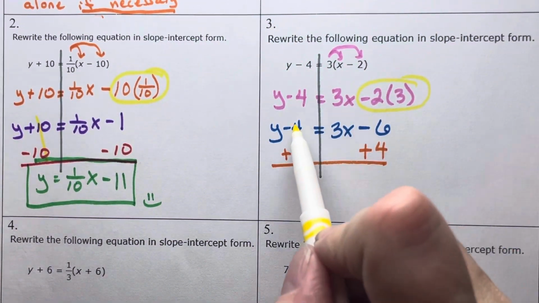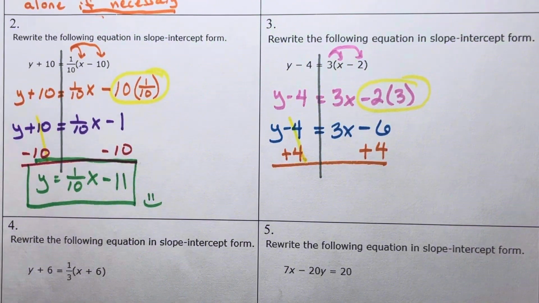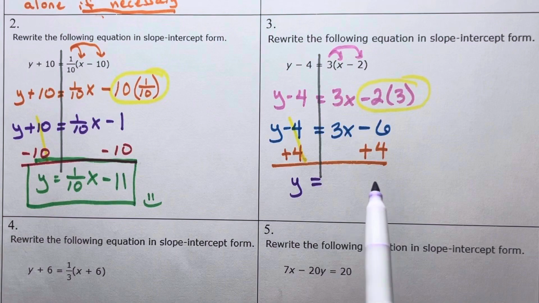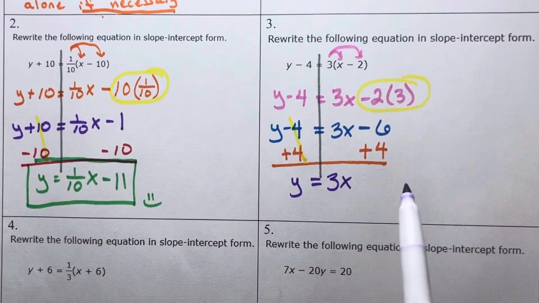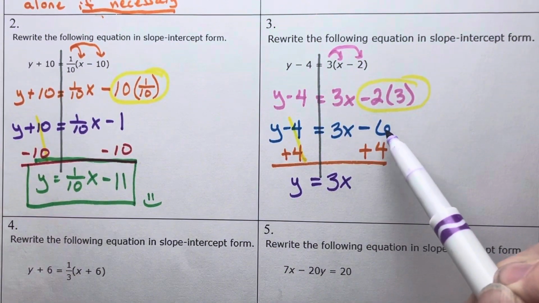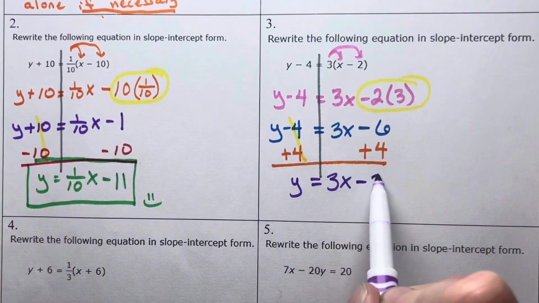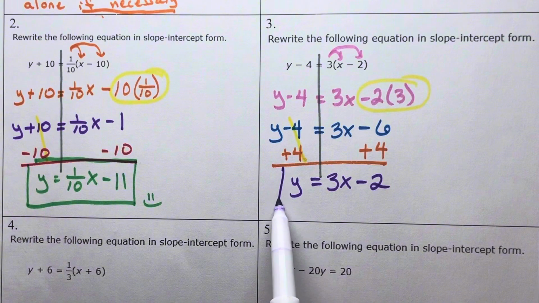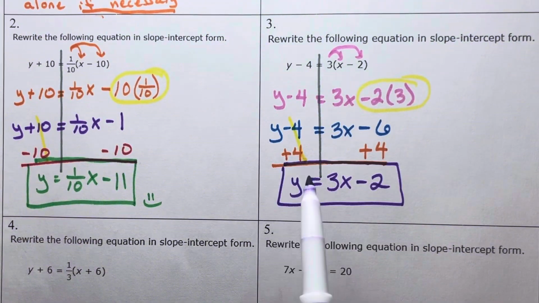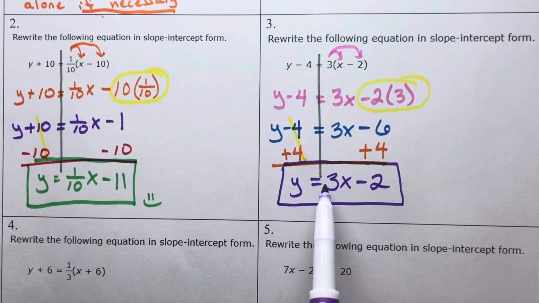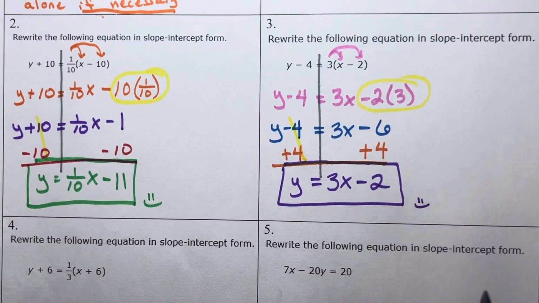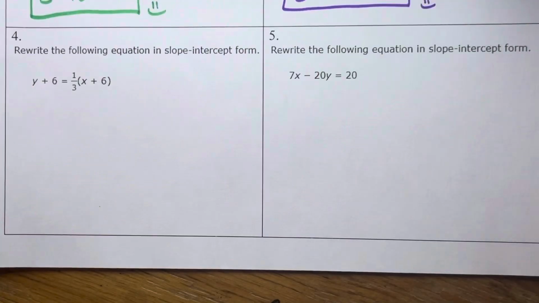We do this so that the 4s will cancel out, creating for us y equals 3x, but we have negative 6 plus 4. So negative 6 plus 4 is a negative 2. Thus, our final equation in slope-intercept form is y equals 3x minus 2. And there you go.